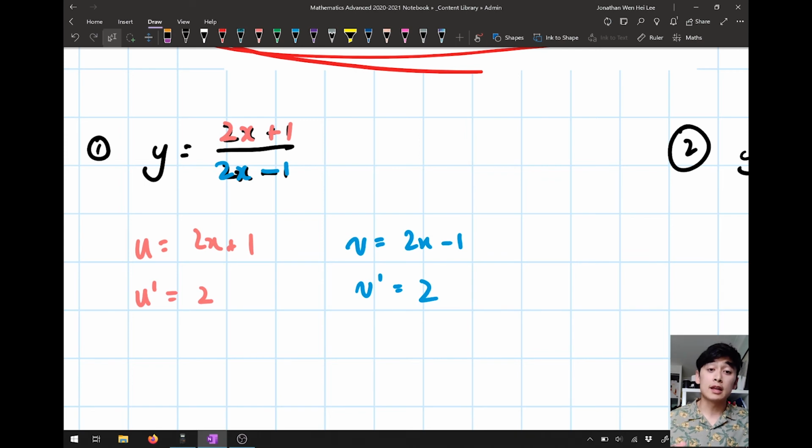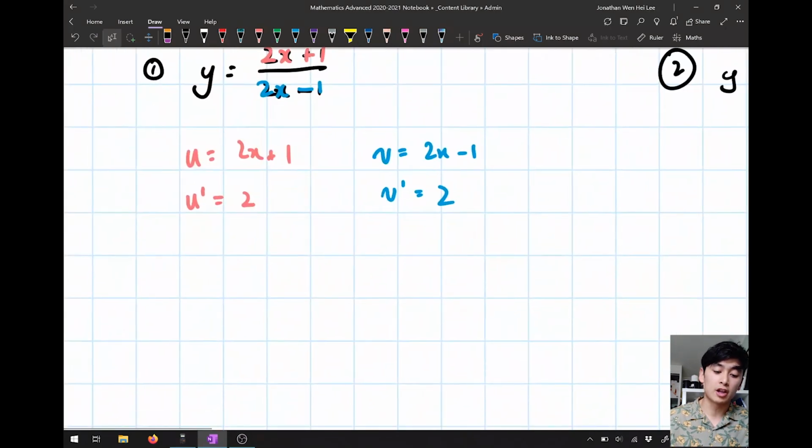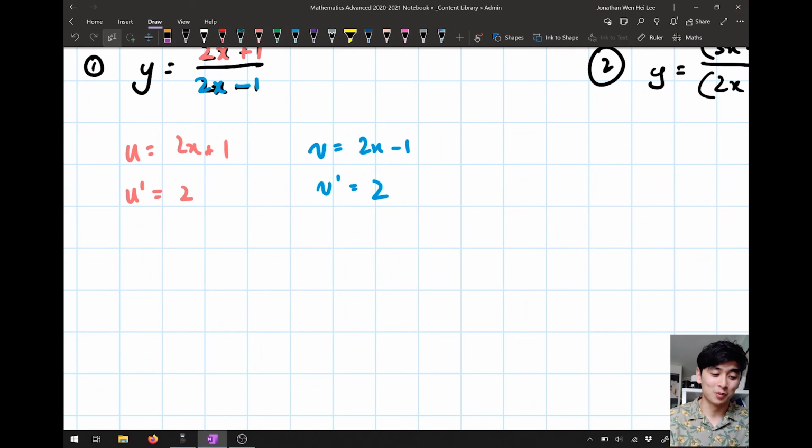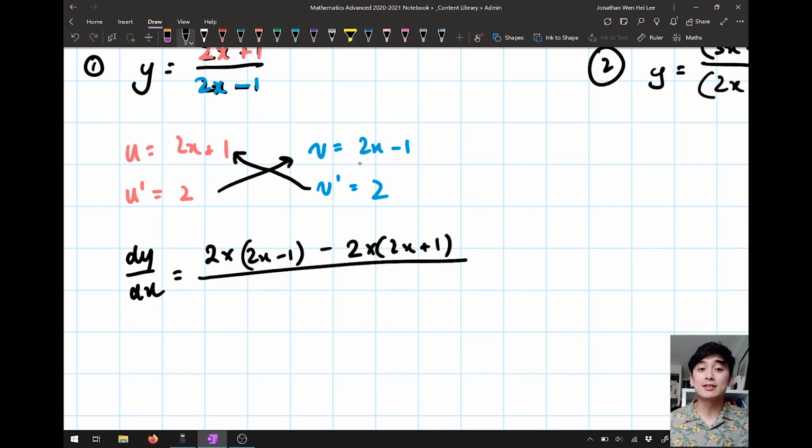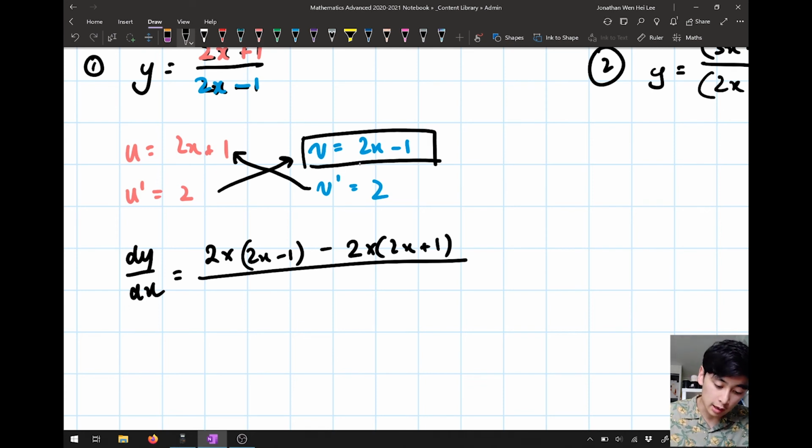Okay, now that I've done that, I'm going to apply my quotient rule. So dy on dx is equal to, okay, so u dash v. So u dash is this first part here. So that's just going to be 2 times 2x minus 1 minus v dash u. So v dash u, 2 times 2x plus 1 over v squared. So v is just this part over here, the denominator function. I'm just going to square that, 2x minus 1 squared.